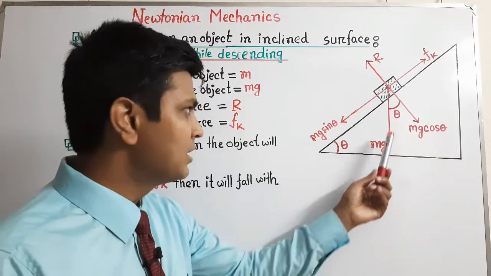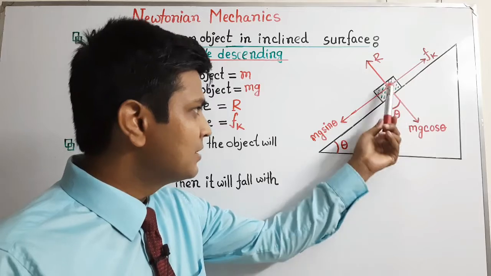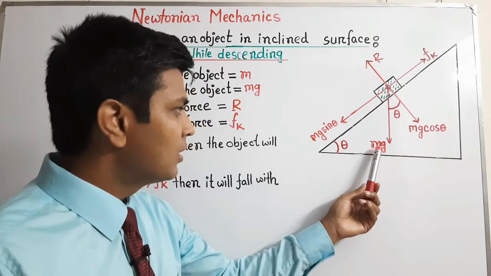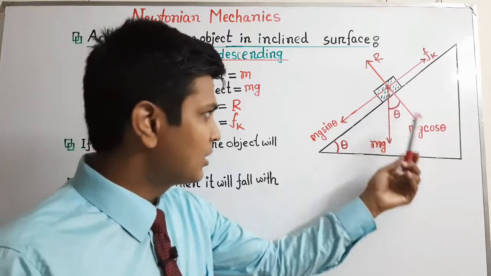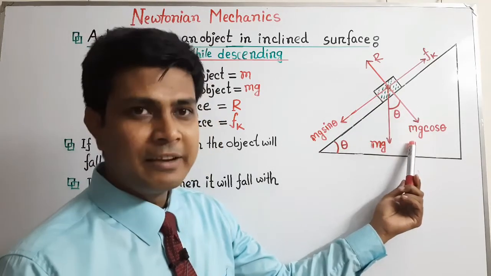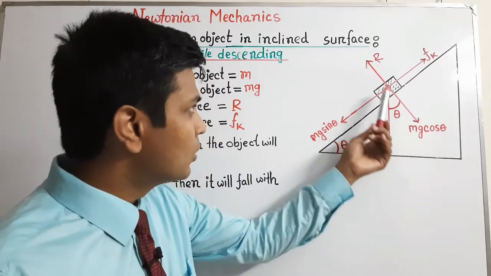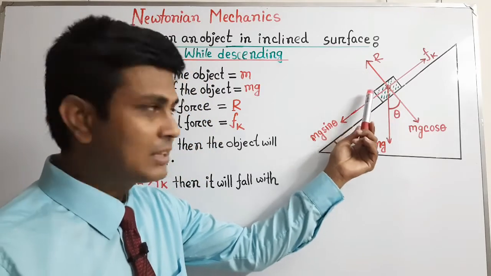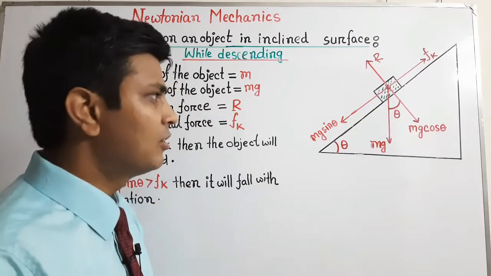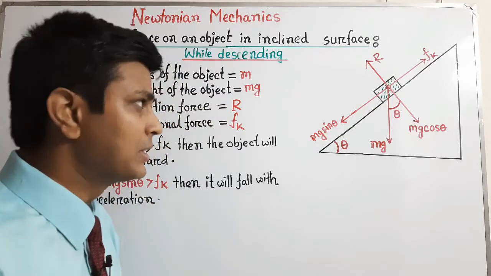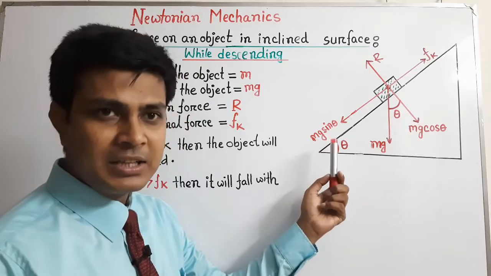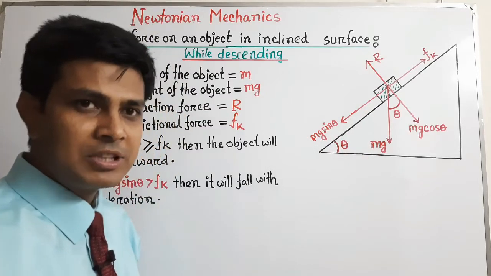And if you consider this angle is theta, then this angle will also be theta. We already explained it. So this plane is the horizontal plane, and we know there are two components of the weight, the horizontal component and the vertical component. Here the horizontal component is mg cos theta, which is equal to the reaction force, and the reaction force acts in the opposite direction of the horizontal component of the weight, and the vertical component of the weight is mg sin theta, which acts in the downward direction.